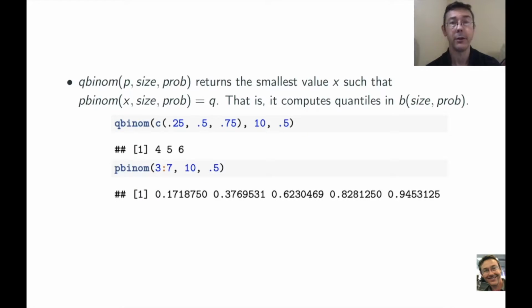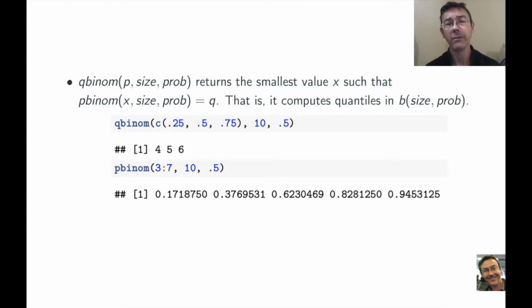Finally, qbinom is a sort of inverse probability calculator. It's going to return the smallest value x such that pbinom of x in that same binomial distribution is at least q. Another way of saying this is that qbinom is computing quantiles in that same binomial distribution. For instance, qbinom of 0.25, 0.5, 0.75, 10, 0.5 is going to give you the 25th, 50th, and 75th percentile in the binomial distribution of size 10 with probability of success 0.5.